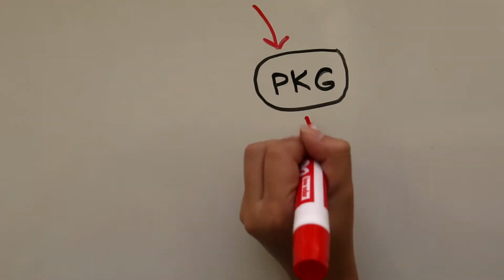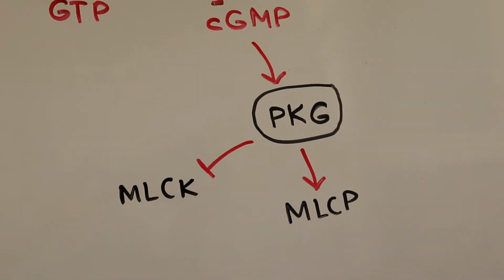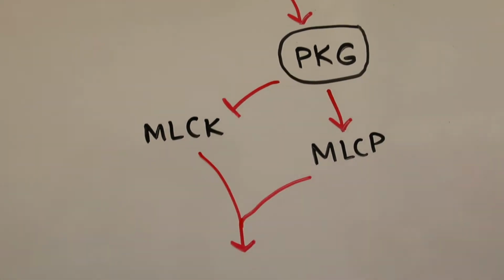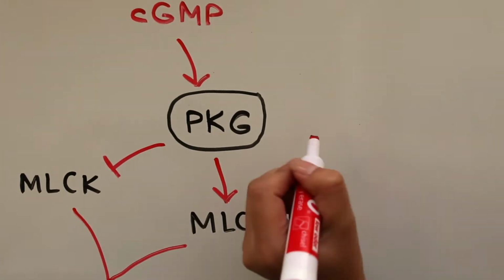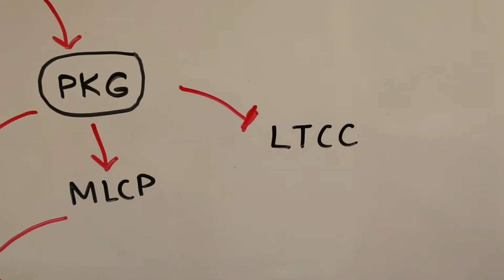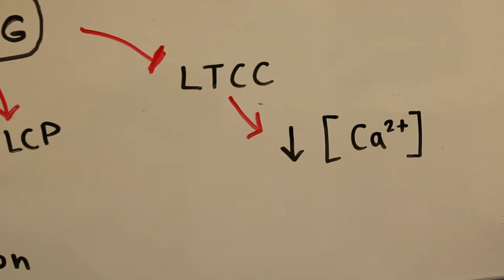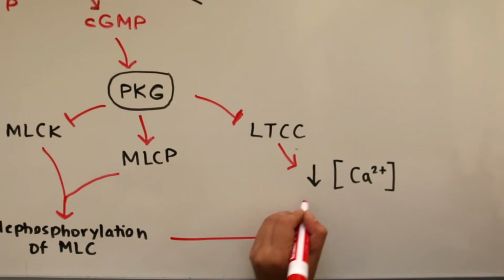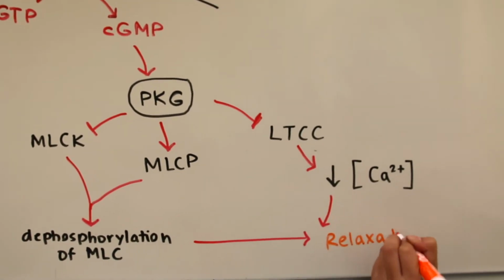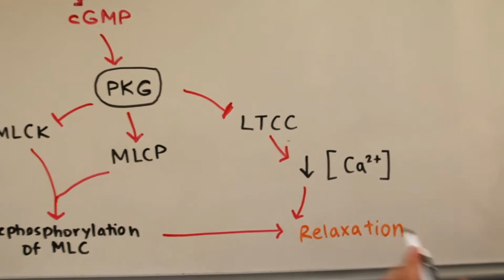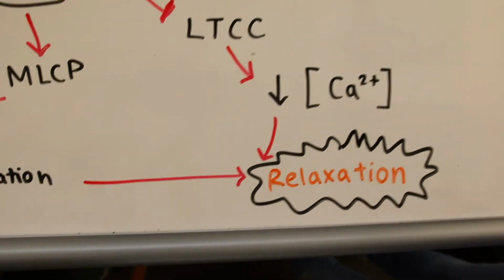PKG can activate myosin light chain phosphatase and inactivate myosin light chain kinase, causing dephosphorylation of light chains on the myosin heads, so the cross-bridge cycle cannot be generated. Also, PKG inactivates L-type calcium channels, leading to a decrease in cytosolic calcium concentrations. This will cause calcium to unbind from caldesmon, resulting in tropomyosin recovering the myosin binding sites on actin, so tension cannot be generated, leading to further muscle relaxation and vasodilation of the arterioles.